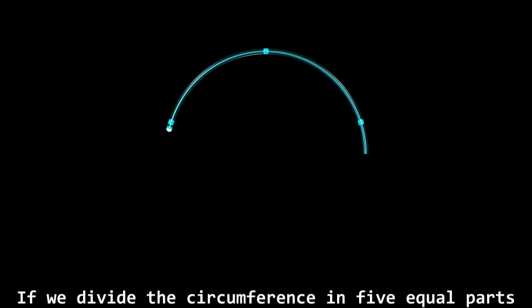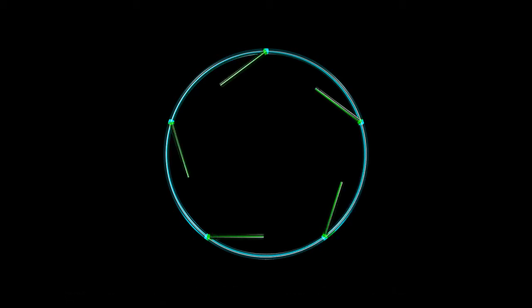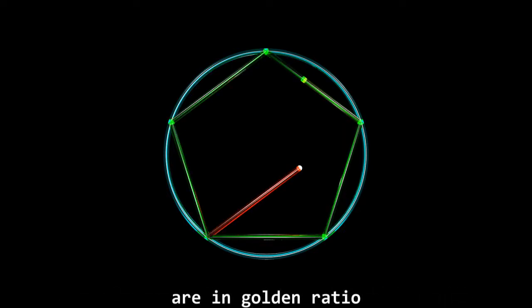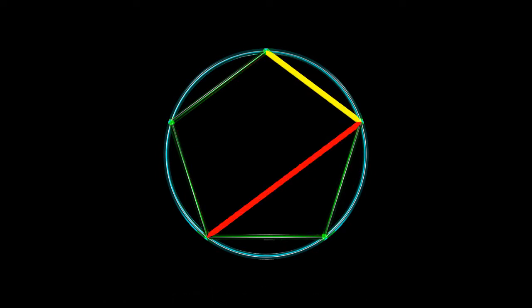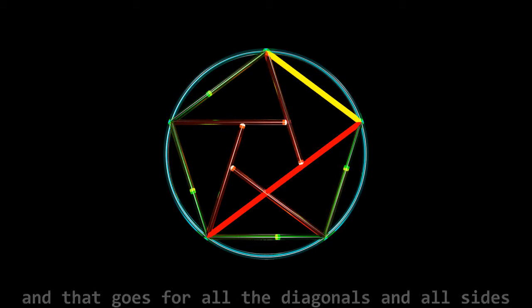If we divide the circumference in five equal parts and connect the dots, we draw a pentagon. The diagonal of the pentagon and its side are in golden ratio. And that goes for all the diagonals on all sides.